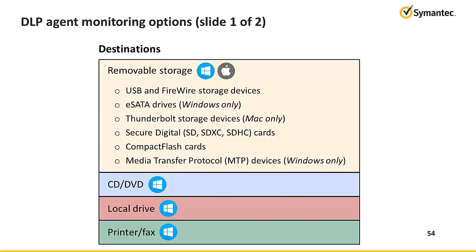The Destinations option lets you monitor data transmitted from the endpoint computer to removable storage, CD/DVD, local drives, and printers or fax machines. Note that some of these options are supported for Windows only, and some are supported for Mac only.